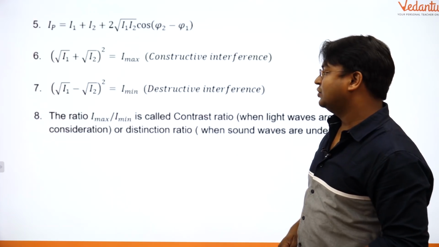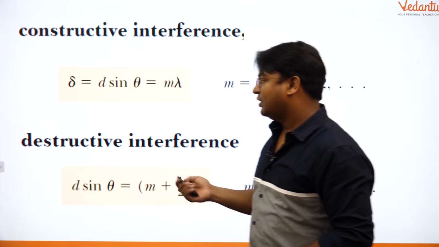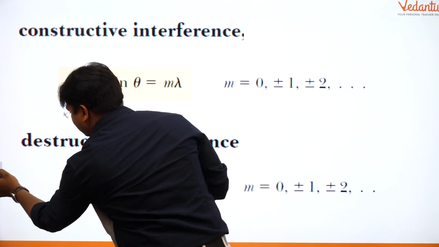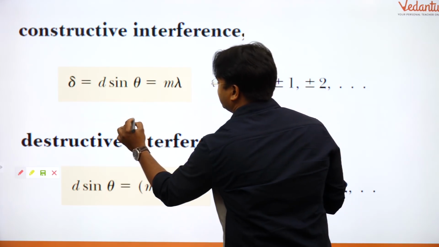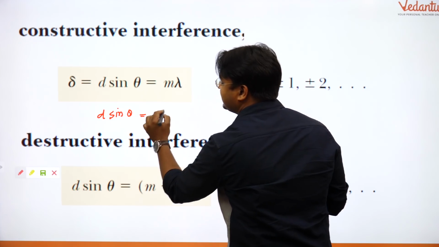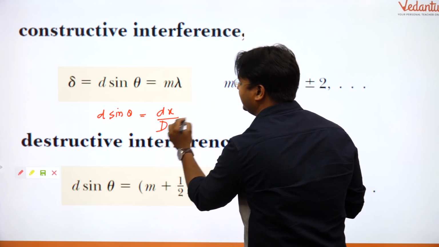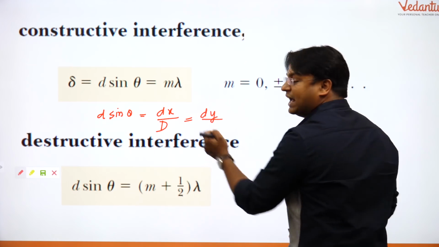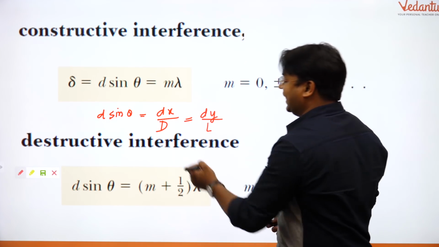Alright, so we use that also. I'll again write the thing, you can just have a quick look at it. So d sine theta can also be written as d tan theta, which will become dx by D, or going by the figure that I have put up here, dy by L.